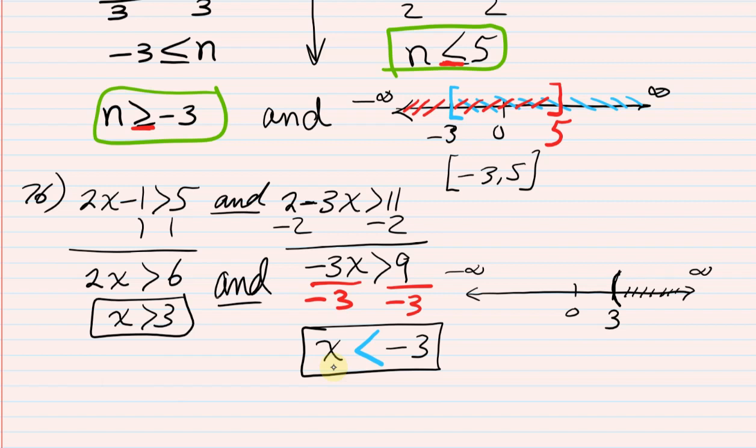And the other one is x less than negative 3. So less than negative 3, that's going to be negative 3 with a parenthesis, right? Everything less than means to the left of it.